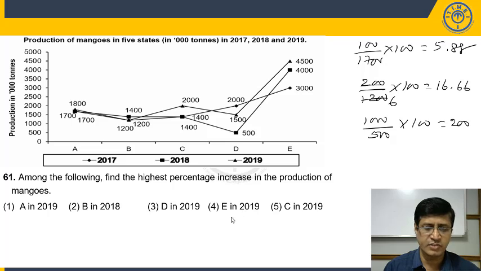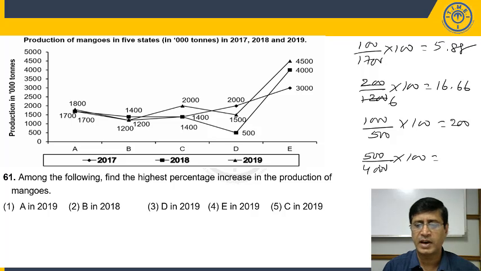Then what is the next one? E value. E value in 2019. 2019 E value 4500 and 4000. So 4500 and 4000 means difference is 500. So 500 by 4000 into 100. Simplify, 1 by 8 means 12.5%.